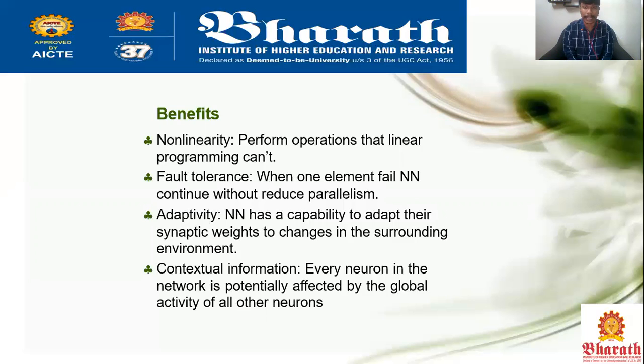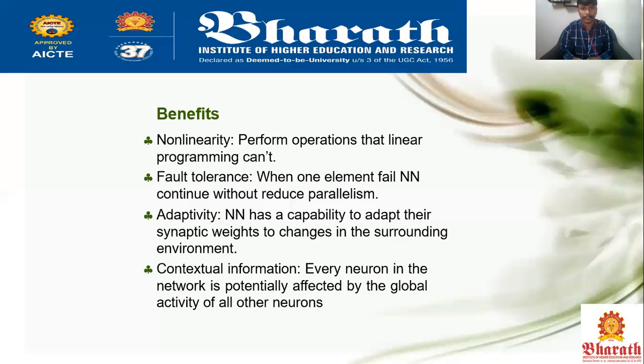And next one is adaptivity. Adaptivity means it has the capacity and capability to adapt to conditions occurring due to sudden changes in the environment. It has the ability to align and adjust its structure according to the environment as well as the changes that have happened to the neural network.